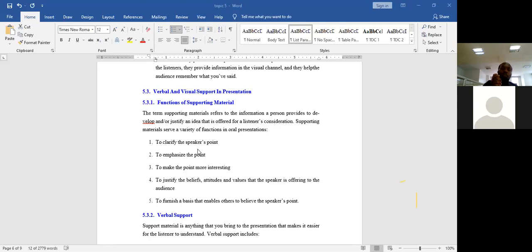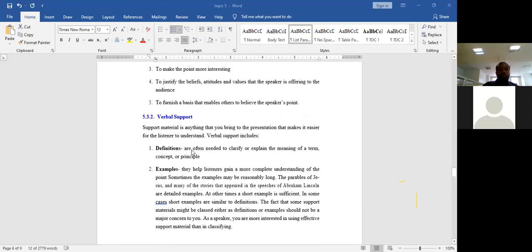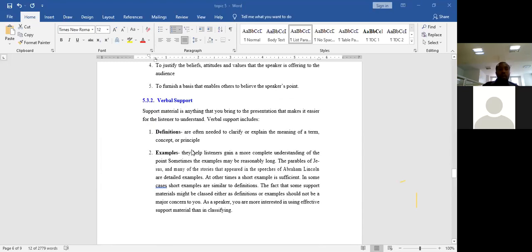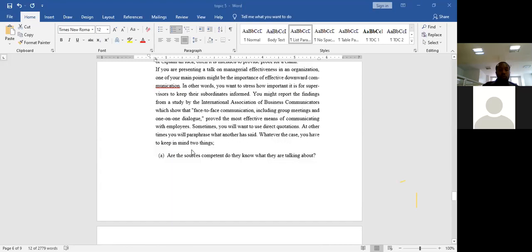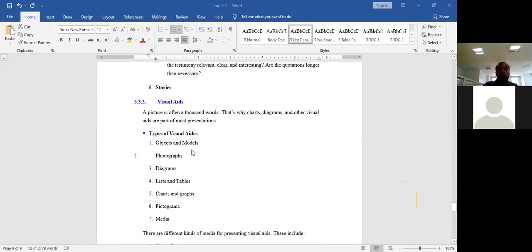So supporting materials will help to clarify the speaker's point. It will also help to emphasize the point, and also it will help to make the point more interesting. So supporting materials are very important, again, because they help to furnish the subject of the topic that you're talking about. So we also have verbal support. I'm leaving that one for you to read. Then we go to visual aids.